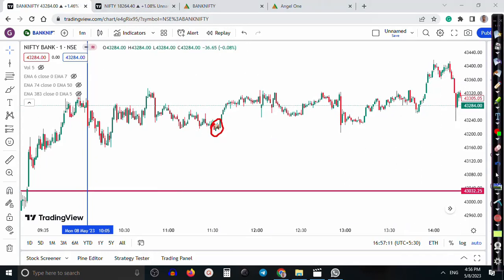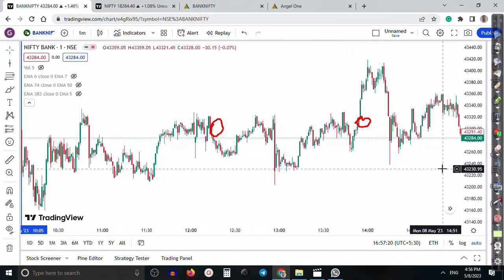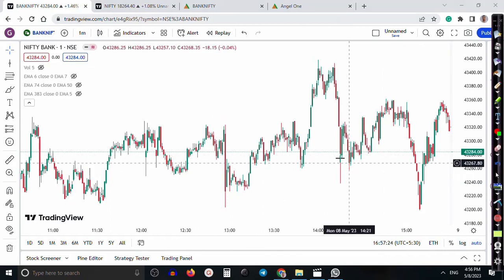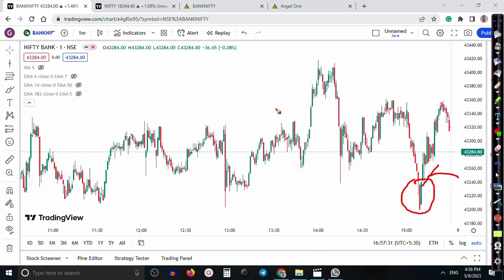We are using rubber band, man. Our buy level was somewhere here and somewhere here. We bought 3 times. Another buy level was somewhere here in this candle. Our target was 1:4, so 1 rupee SL and 4 rupees target. That is our trading strategy, so I think everybody knows.